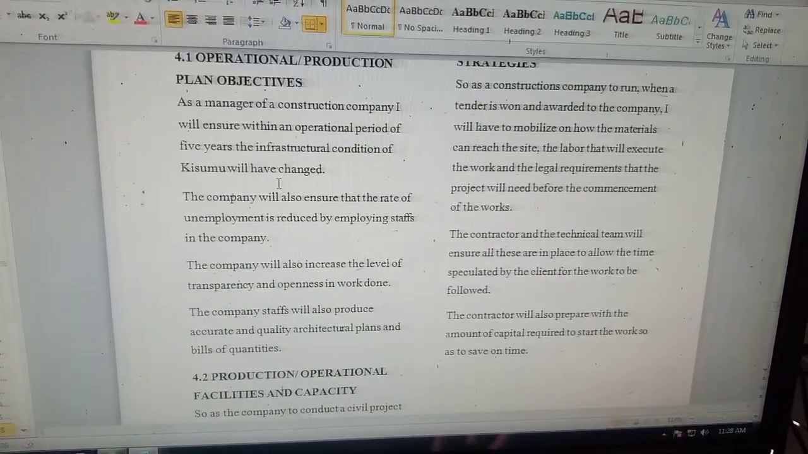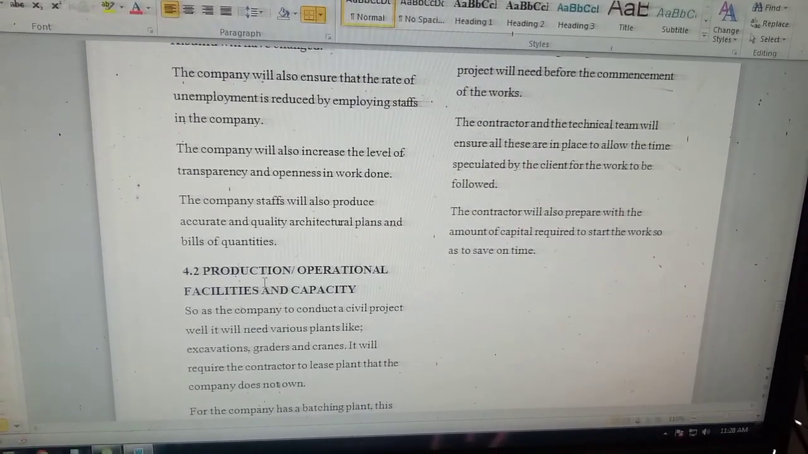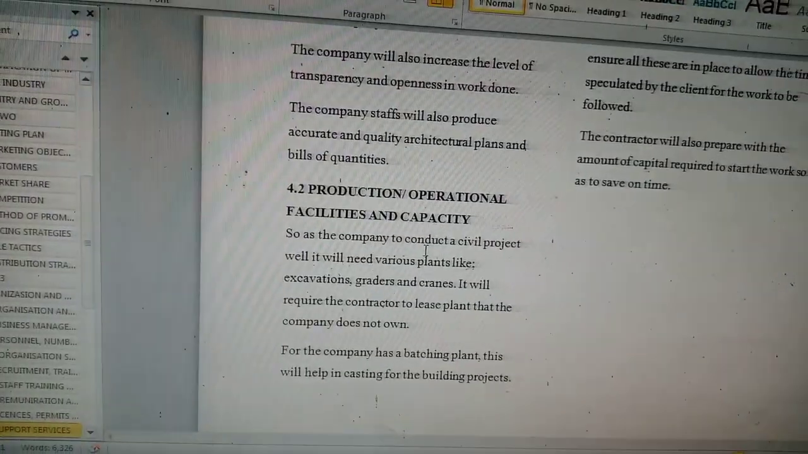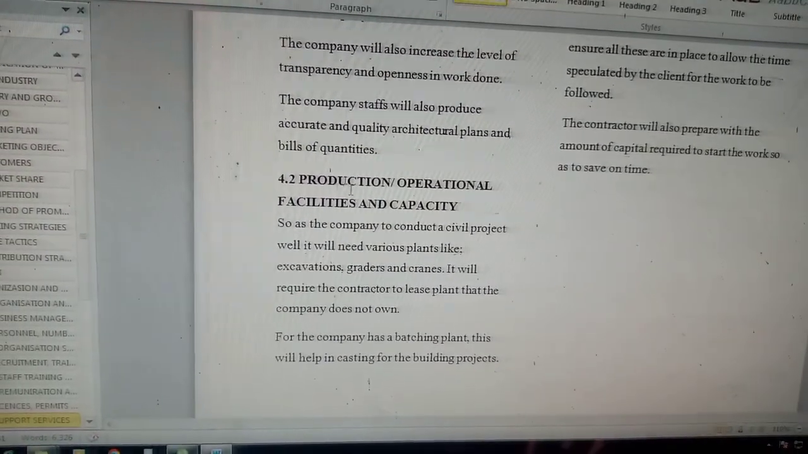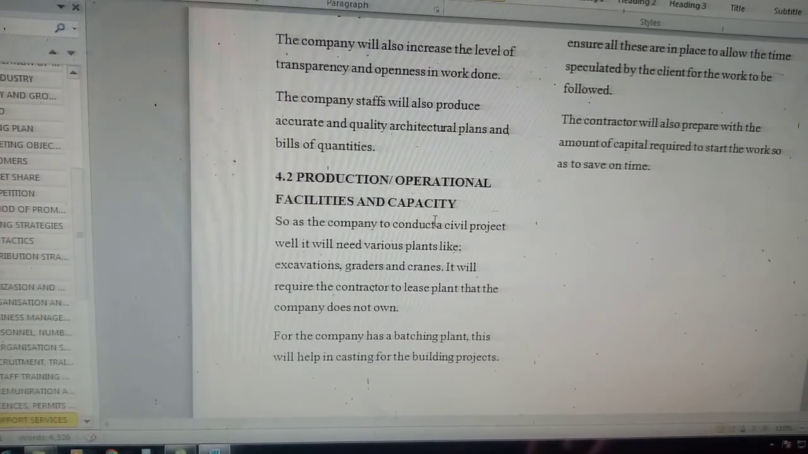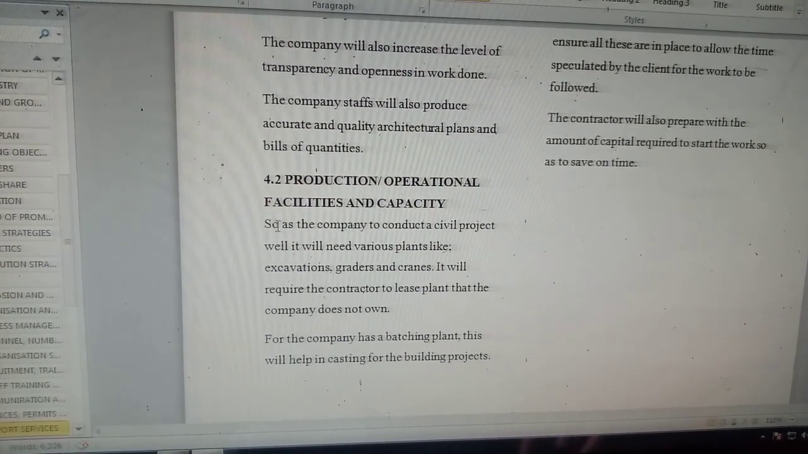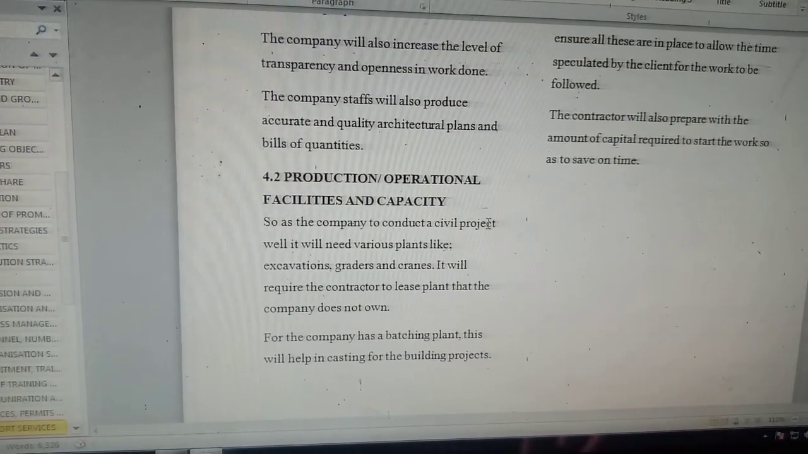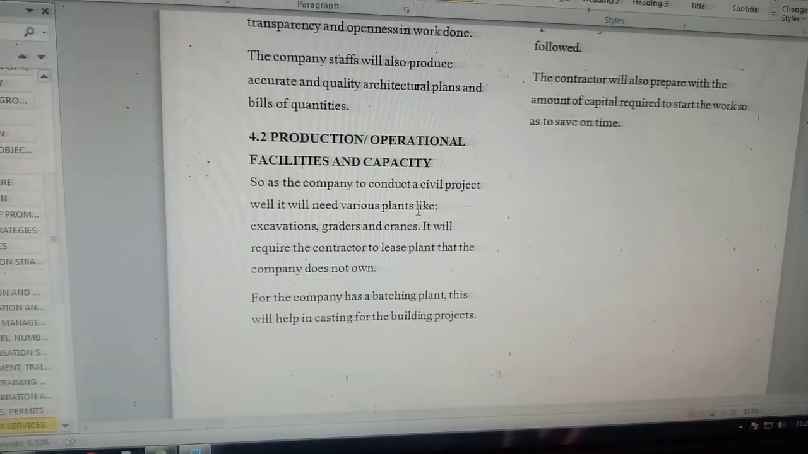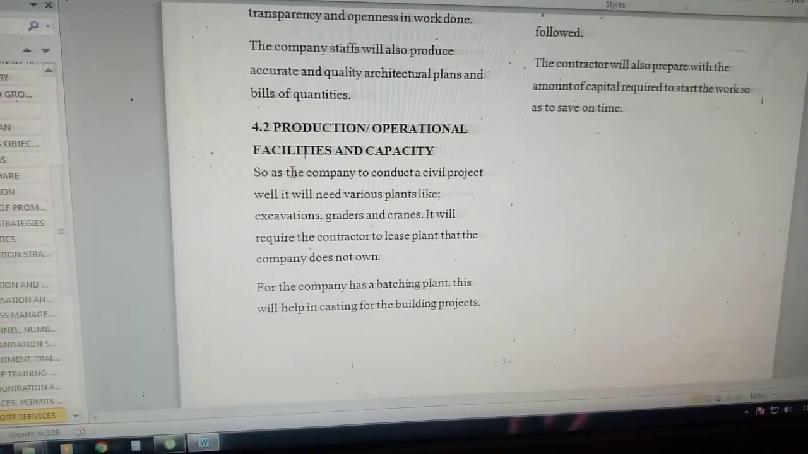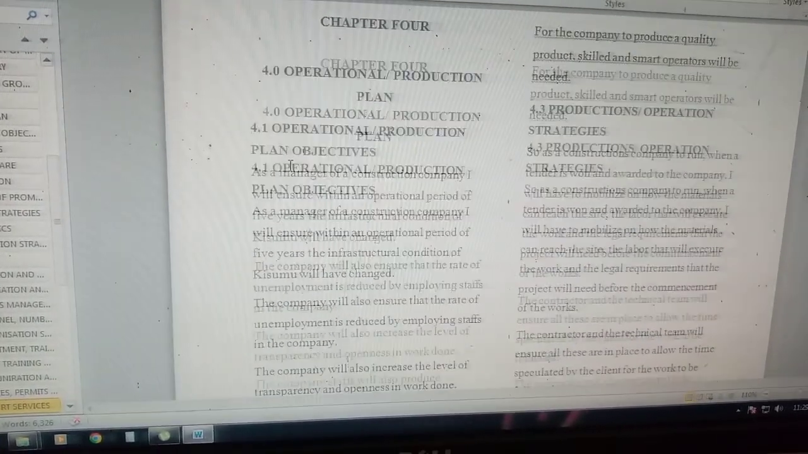So after writing the objectives, you'll write the production and operational facilities and capacities. So the production and operational facilities and capacities. So your business, the business you are doing, which kind of work will it do? The capacity of the work you can do. You cannot go for a work you cannot do. The equipment that will help you to do that work, you must list them down and explain each and every one of them.